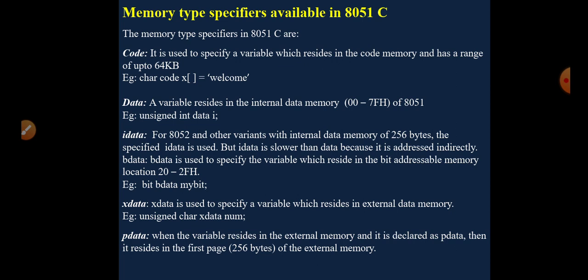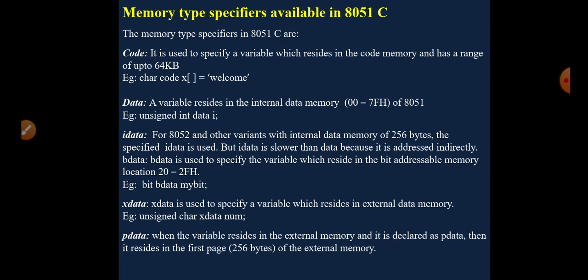Whatever variable has been defined as character, that is a type declaration. Code means that for whatever variable X is there, it specifies in which memory it has to reside, whether in the data memory or in the code memory. So in this case, if it is defined as code, then the variable X will reside in the code memory.